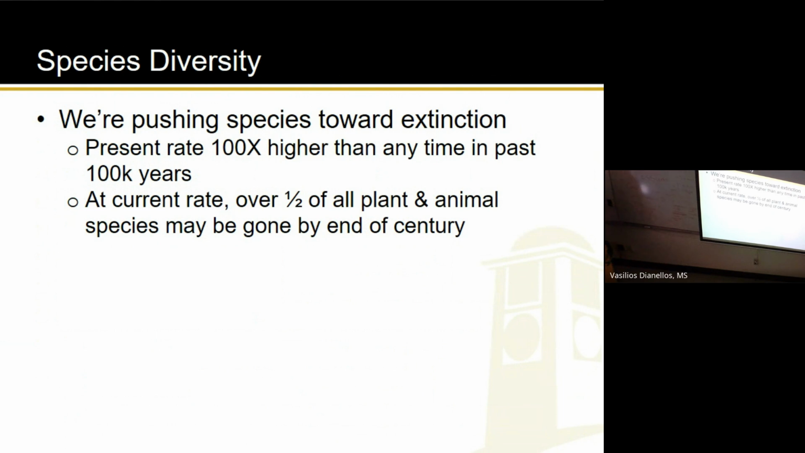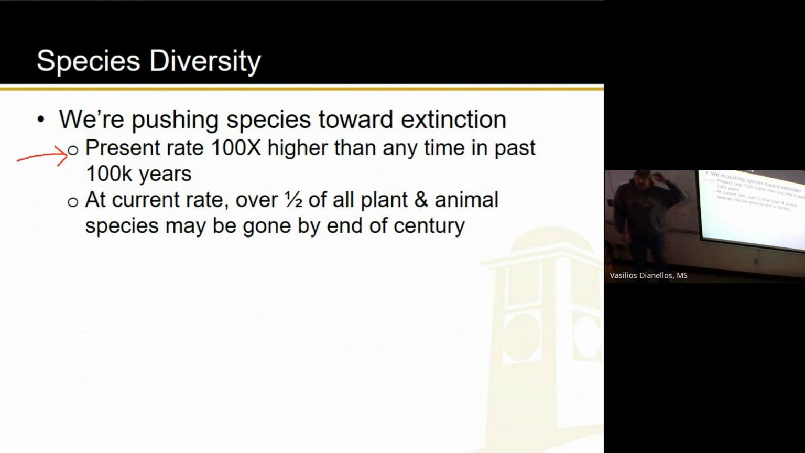So specifically, the present rate of extinction, like losing a species entirely, not just a population, but an entire species, is 100 times higher than any time in the past 100,000 years. And again, independent work idea, not just for this, but for anything. You can just look that up and say, hey, your PowerPoint said this. According to this source, this is the answer. And then again, in your own words, you could write about how it's similar or different.